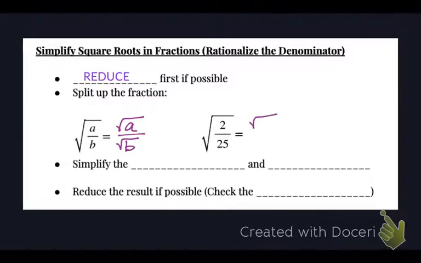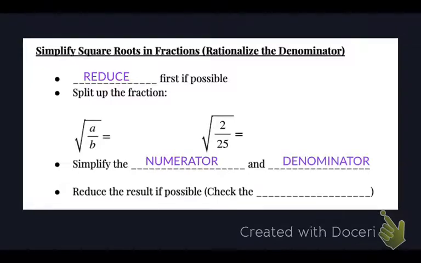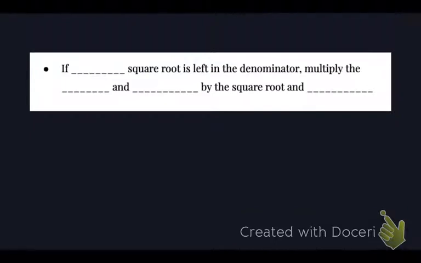And so if I had numbers, we would think about this as the square root of 2 over the square root of 25. And again, 25 is a perfect square, so we could even go ahead and write that as radical 2 over 5. We're going to simplify the numerator and the denominator separate of each other, so we still have to go back to our factor tree. And then the last step is to reduce the result if possible. So you're checking the coefficients to see if that fraction is going to simplify any more before finalizing your answer.